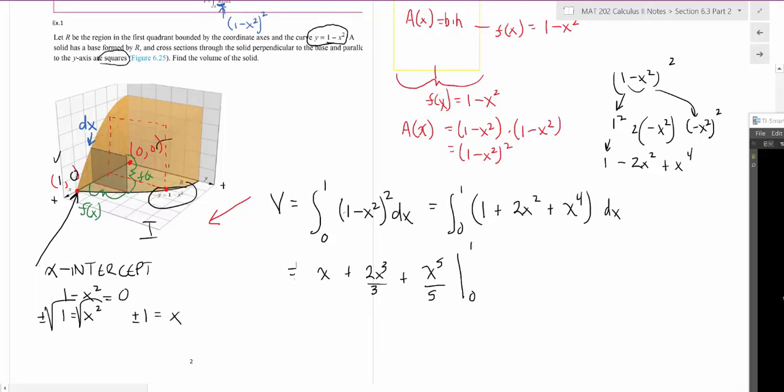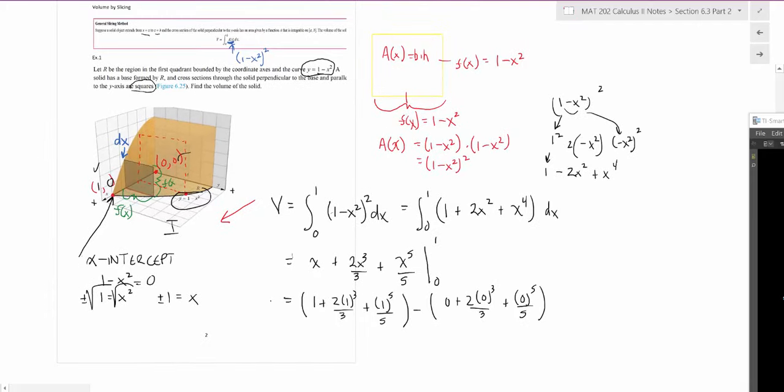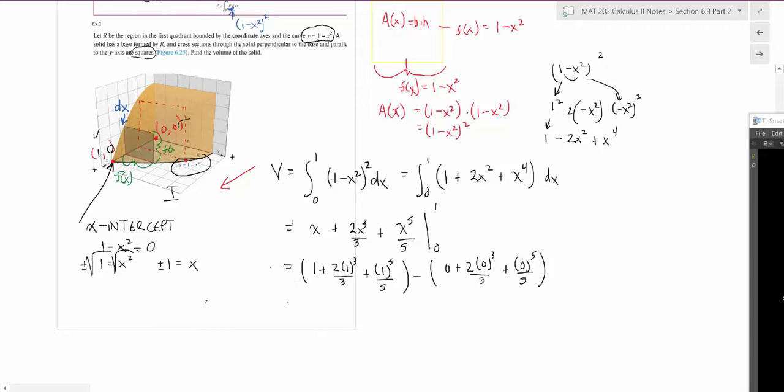Then we're going to just work out the arithmetic. So we're going to have 1 minus 2 times 1 to the 3rd over 3 plus 1 to the 5th over 5. And then we're going to plug in the 0, so we'll have 0 minus 2 times 0 to the 3rd over 3 plus 0 to the 5th over 5. And then we'll crunch out the details of the arithmetic and have a conclusion. So this is going to be 1 minus 2/3 plus 1/5. All of this over here is going to be 0. You just have 0 plus 0 plus 0.